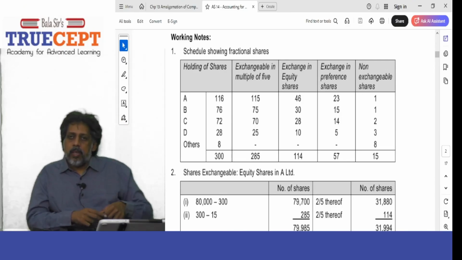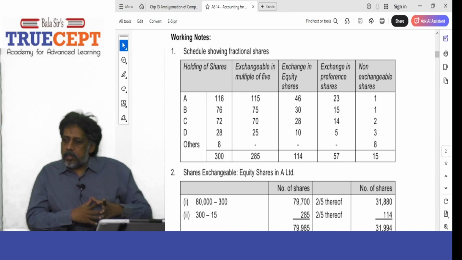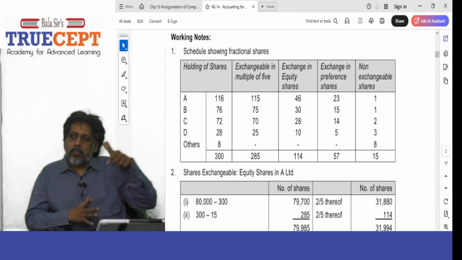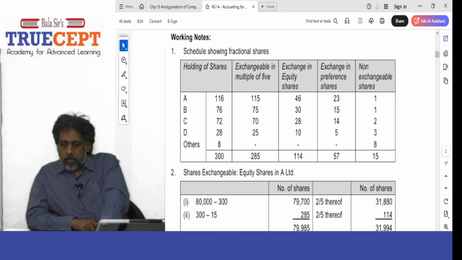First, A: 116 shares in all. Of that, 115 are exchangeable in multiples of 5 and 1 is non-exchangeable, a fraction. Next, B: 76. Then the multiple is 75 and one share in the last column. Next, C: 72, exchangeable 70 and then 2 non-exchangeable. Next, D: 28, exchangeable 25 and 3. Then other: 8, all 8 are non-exchangeable. Then add up: total shareholding 300, exchangeable 285, non-exchangeable 15. Is that fine? Yes, sir.